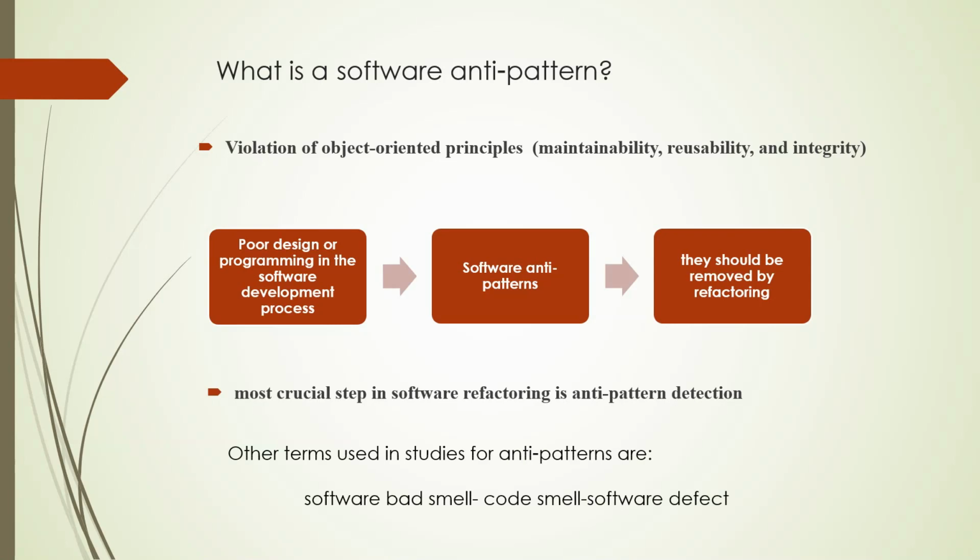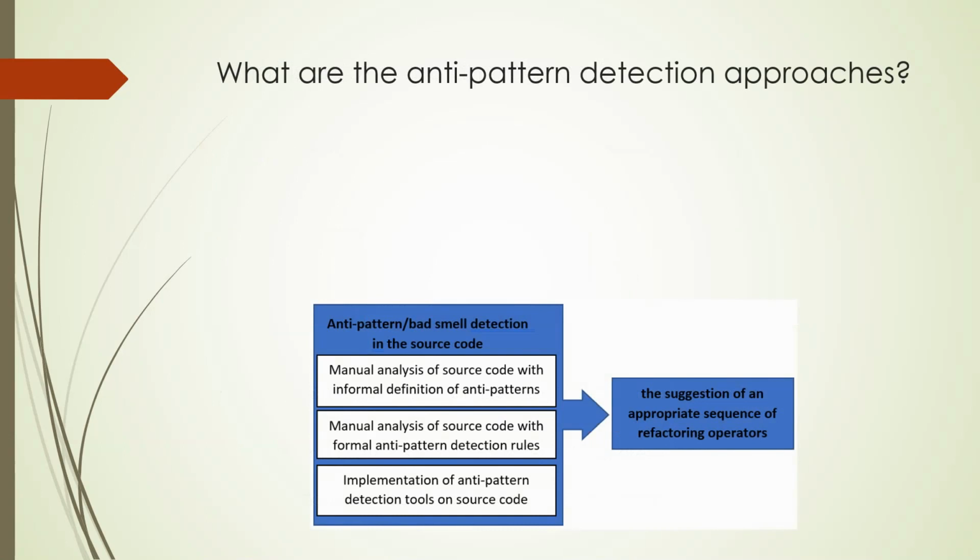Other terms used in studies for anti-patterns are bad smell, code smell, and defect. They are different from fault and error. We classified anti-pattern detection approaches in three categories. In initial studies, informal definitions of anti-patterns were presented and they were detected manually. In further studies in this field, formal anti-pattern detection rules were created. With these rules, we can manually analyze the source code.